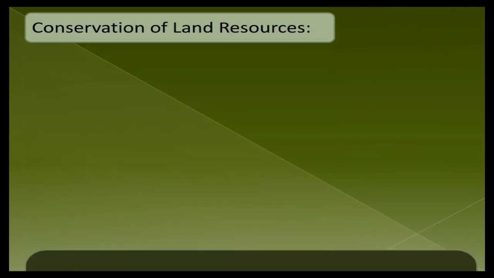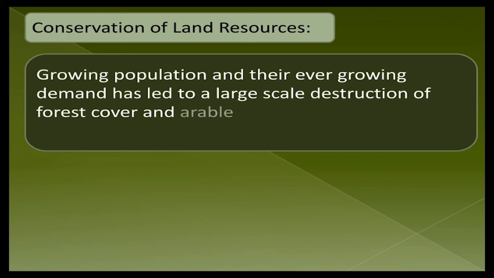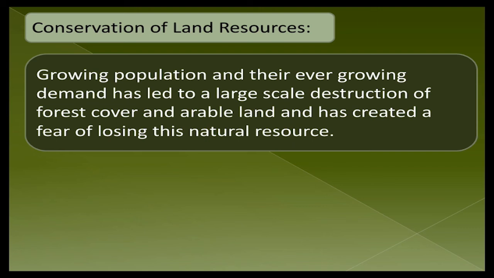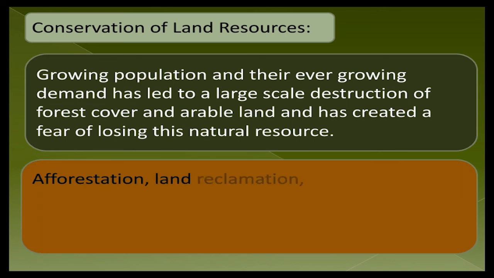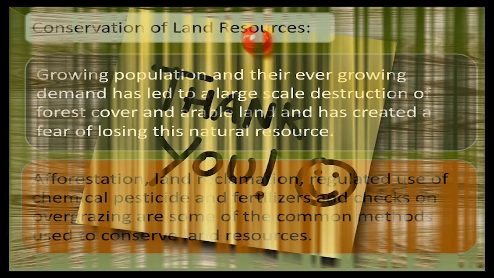Conservation of land resources. Growing population and their ever-growing demands have led to a large-scale destruction of forest cover and arable land and have created a fear of losing this natural resource. Afforestation, land reclamation, regulated use of chemical pesticides and fertilizers, and checks on overgrazing are some of the common methods used to conserve land resources.